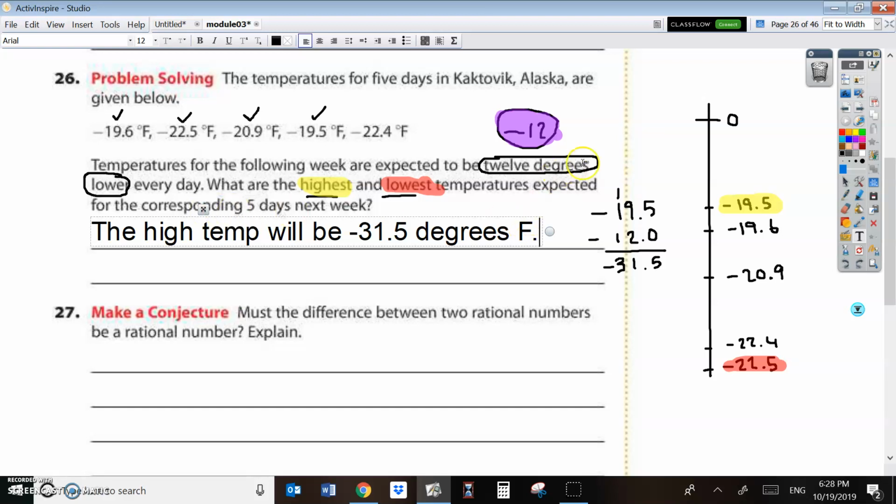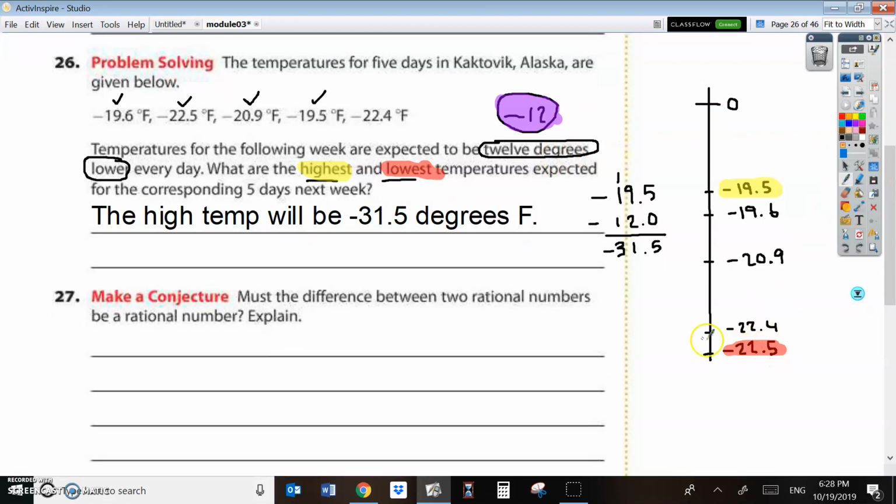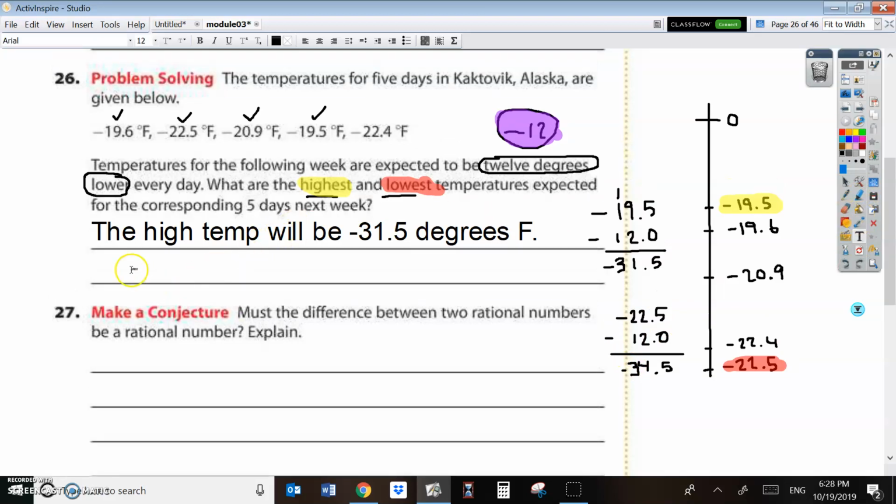And then we'll find the lowest temperature. So this is the low temperature, so take that temperature and add negative 12 to it, or subtract 12, because adding a negative is the same as subtracting, right? So minus 12 from there, it's 0.5 here, and then 4. So it looks like the low temperature will be negative 34.5.